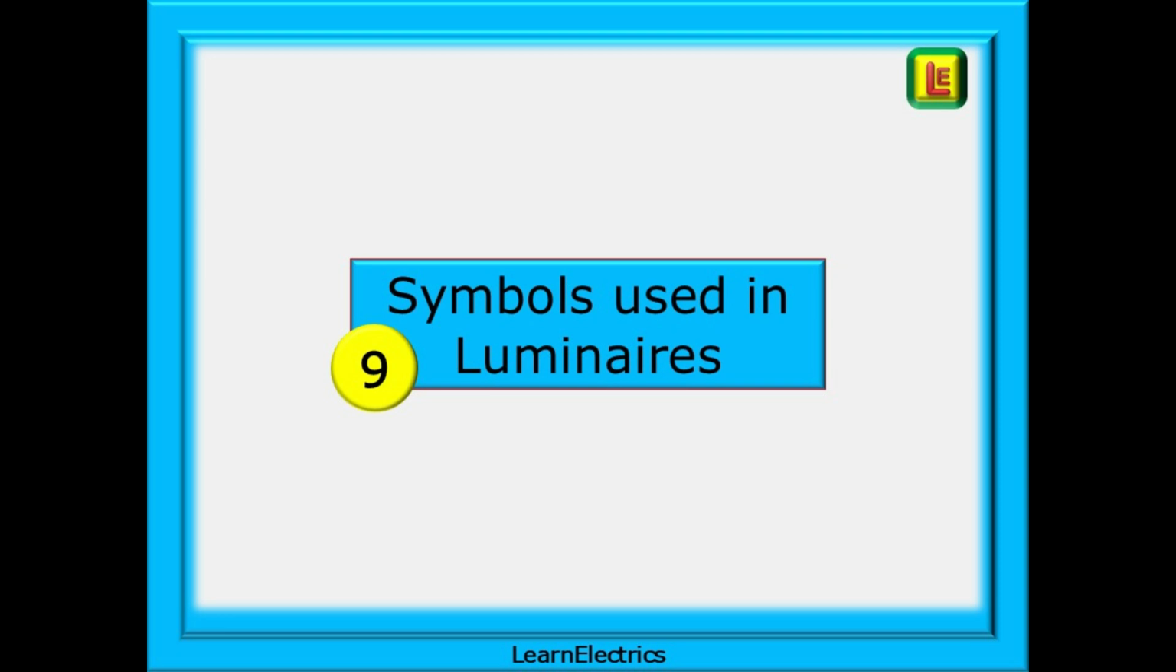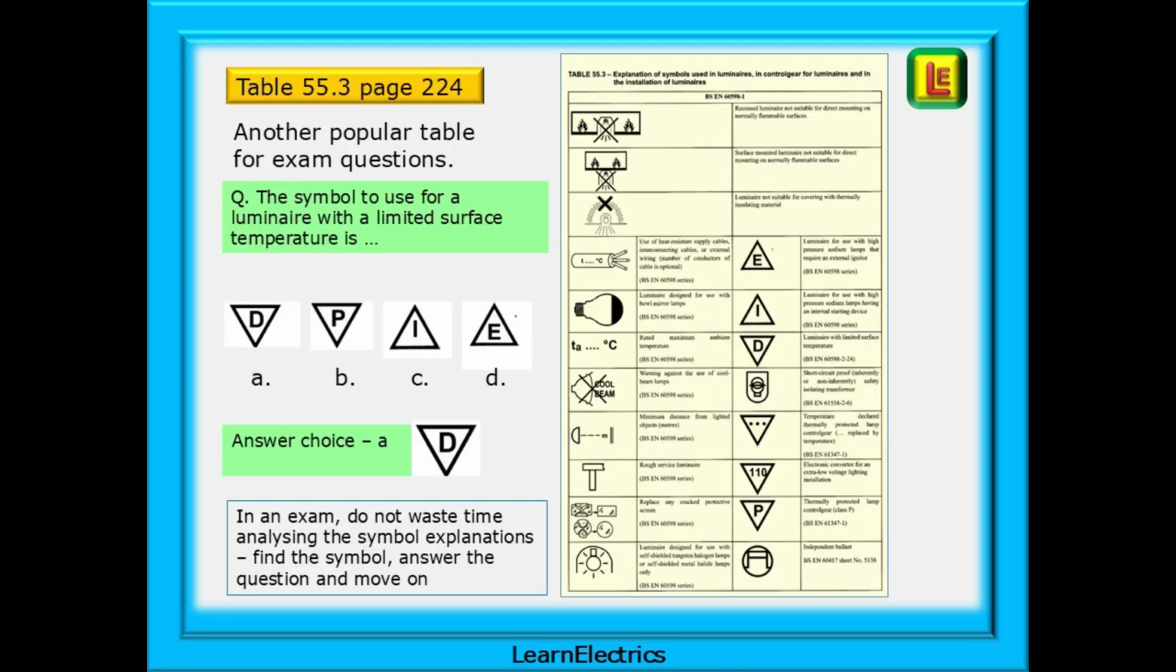Table 9 is about symbols used in luminaires. An easy table to use is all pictures. Go to table 55.3 on page 224 and take a look. An exam question asks you to identify a luminaire symbol from the wording of the question, as in this example here. The symbol to use for a luminaire with a limited surface temperature is, and 4 symbol choices are shown.